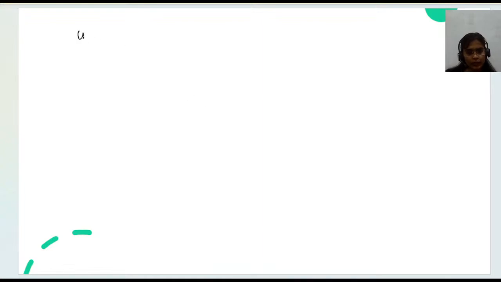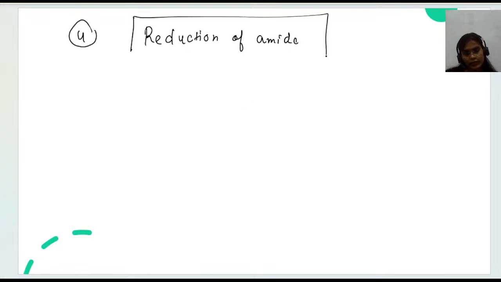So let's see the fourth method, same preparation method, that is the reduction of amide. This reduction of amide is going to be a very important part. So let's talk about the reduction of amide. Everyone, you know what is amide. This is amide, this is a simple amide.